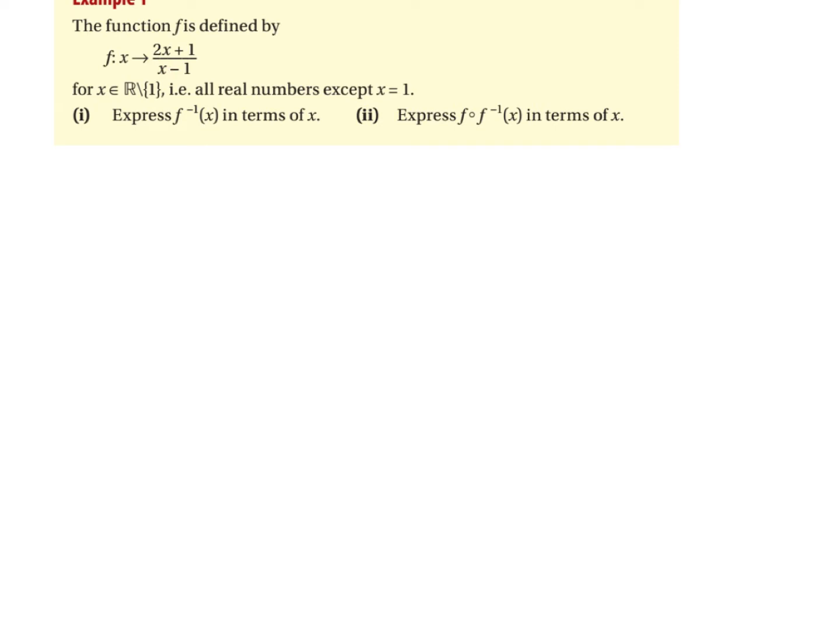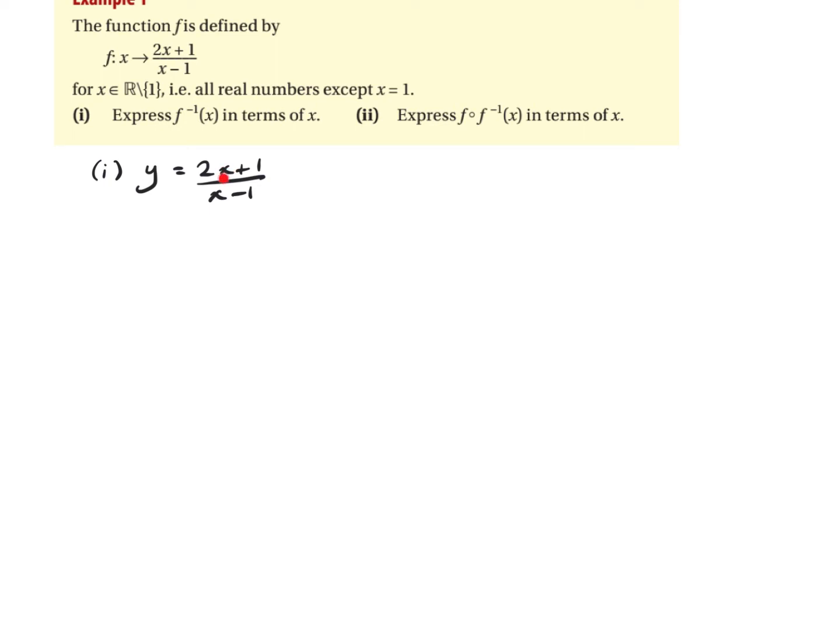Okay, so let's have a look at the question. It says express f to the minus 1 of x in terms of x. So that means it wants us to find the inverse function. The first thing I did last time for the inverse function was change the f of x to y. So I now have y is equal to 2x plus 1 divided by x minus 1, and I need to find what x is equal to.